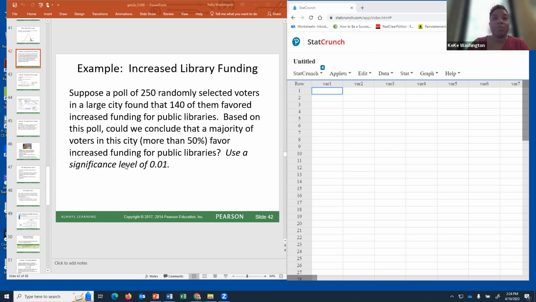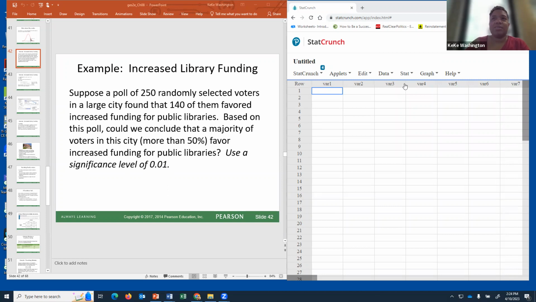So that's our alpha. Our research question is, is our proportion going to be greater than 50%? So that's our alternative hypothesis. Remember, the null hypothesis always has an equal sign. All right, we're going to assume all conditions have been met for the central limit theorem for proportions.